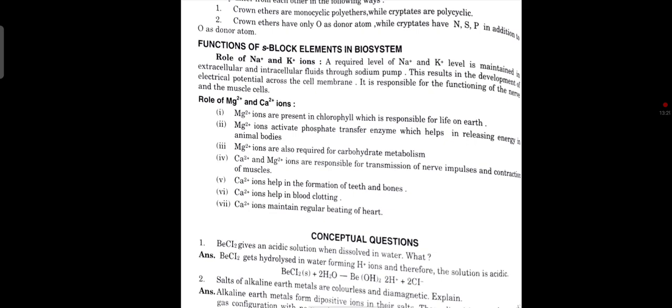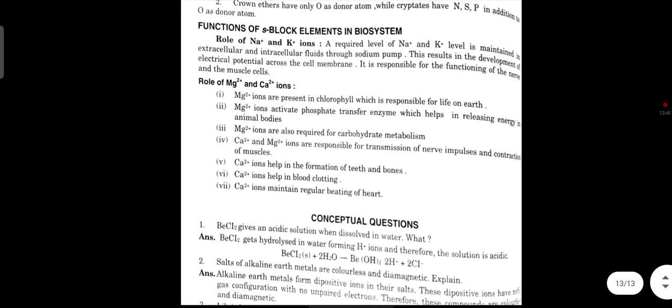Role of Mg2+ and Ca2+. Mg2+ ions are present in chlorophyll, which is responsible for life on earth. Mg2+ ions activate phosphate transfer enzymes which help in releasing energy in animal bodies. Mg2+ ions are required for carbohydrate metabolism. Calcium and magnesium ions are responsible for the transmission of nerve impulses and contraction of muscles. Calcium ions help in the formation of teeth and bones. Calcium ions help in blood clotting. Calcium ions maintain the regular beating of the heart.